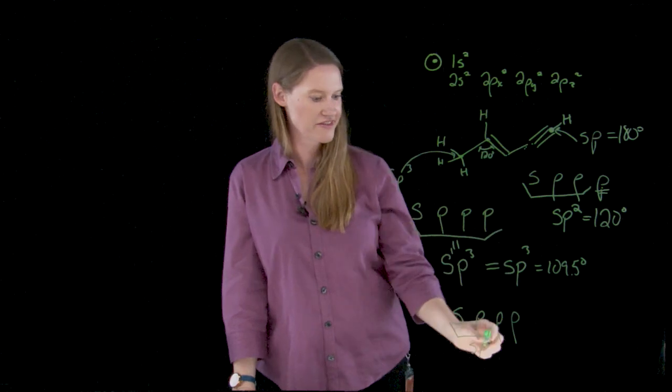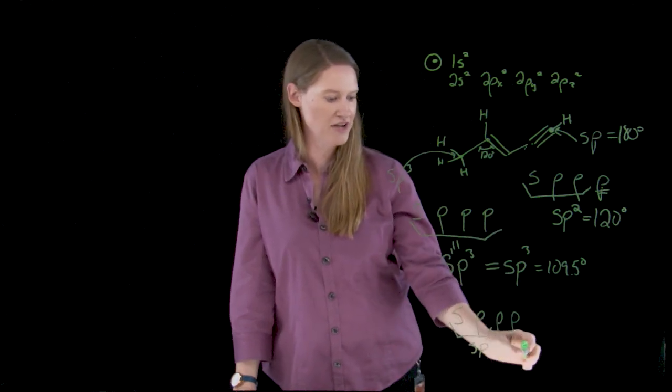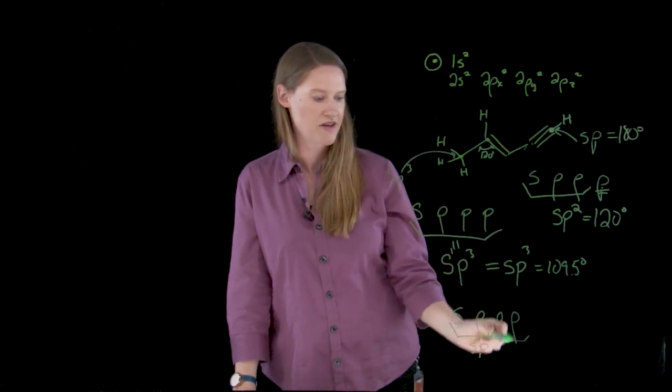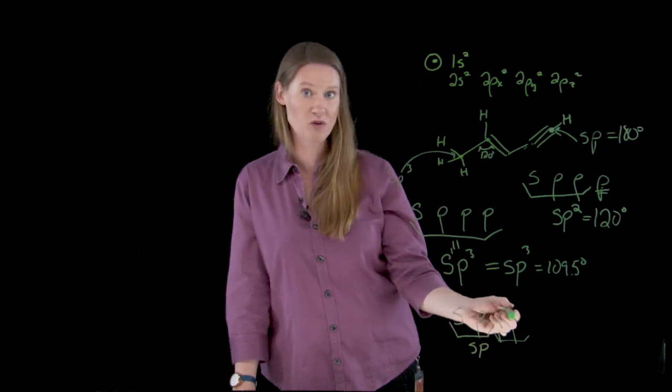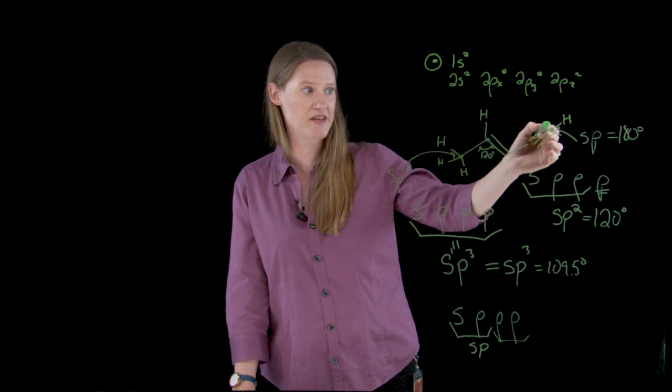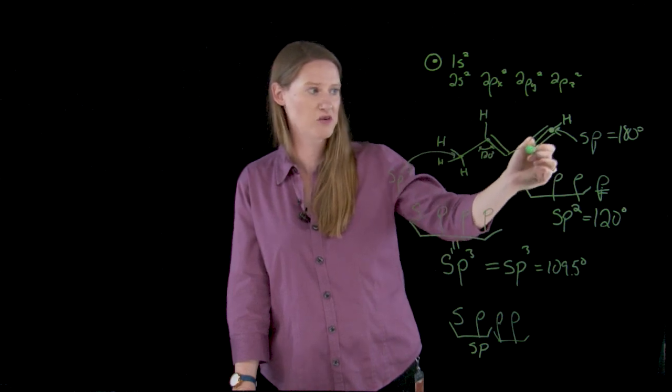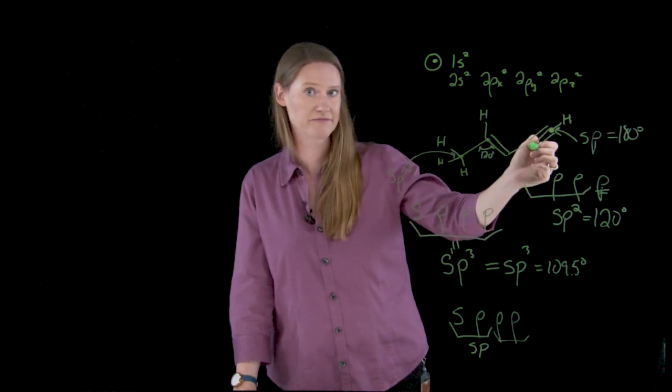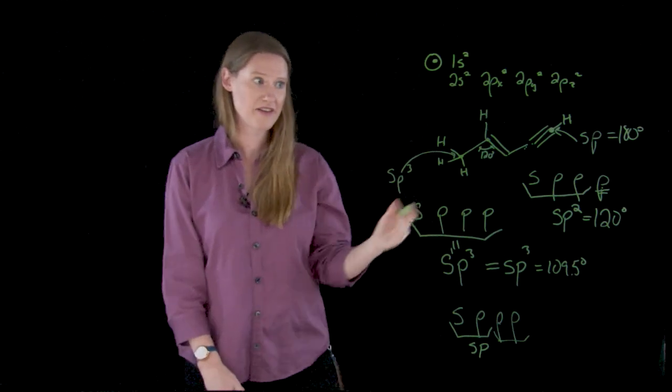Now this carbon does still have 2 unhybridized p orbitals. And these 2 unhybridized p orbitals are making the triple bonds. One of them is making a double bond, and the other one is making a triple bond. So that's how we calculate it.